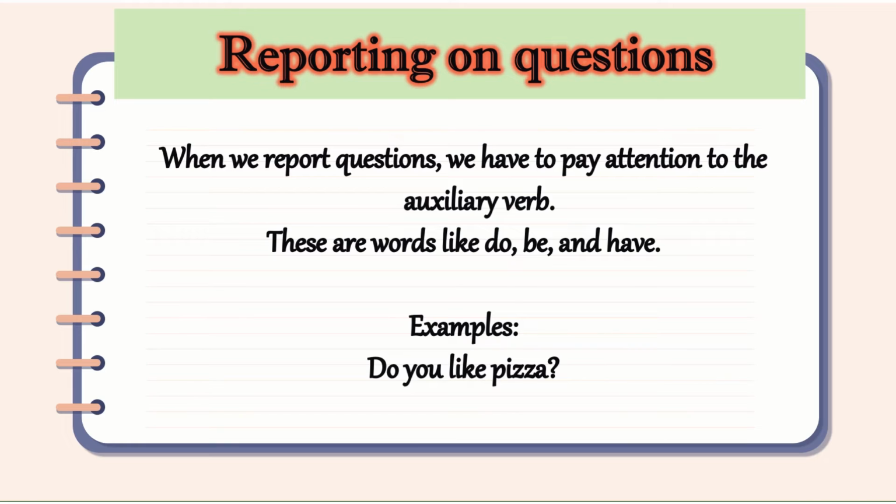Examples. Do you like pizza? So if you notice, this is a yes/no question, and the auxiliary verb in this case is do, because the question is in the present, right? So, do you like pizza? If you want to say this question in reported speech, drop the auxiliary and add if. He asked me if I liked pizza. So if you notice here, the verb like, you have to write it in the past, right? He asked me if I liked pizza, right?